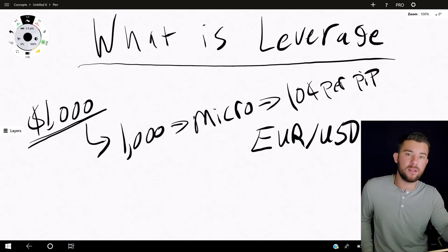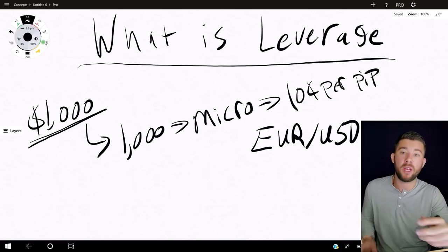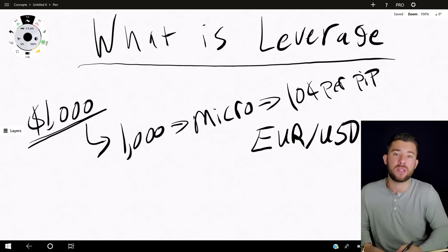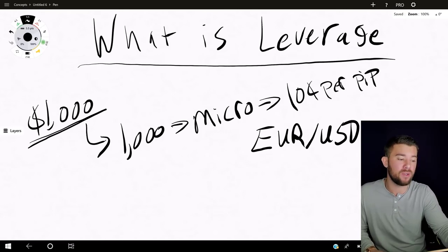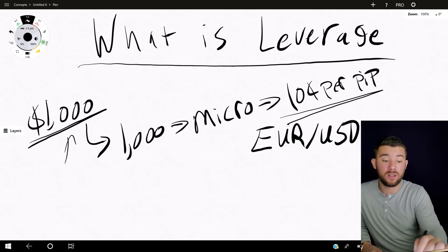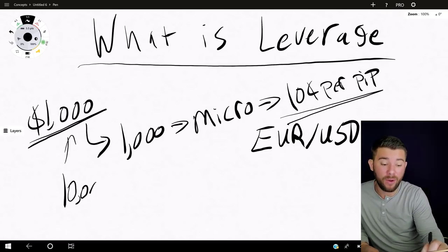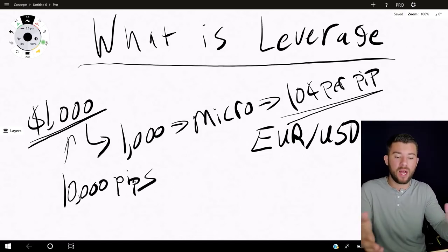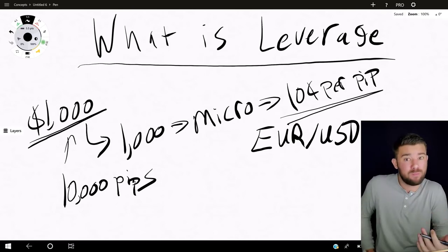This micro lot means that every pip the euro dollar moves is 10 cents per pip. In this case, I want you to look at risk as how many pips you can lose. How many pips could you lose at 10 cents a pip if you have a $1,000 account and no leverage? You could lose 10,000 pips before you blow your account. That's awesome. This is why not using leverage at the beginning is a pretty good idea.